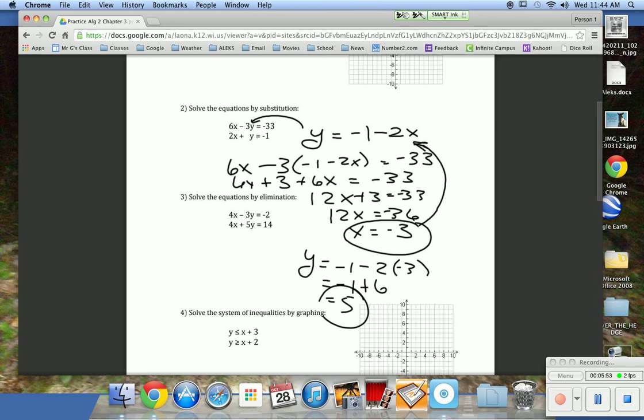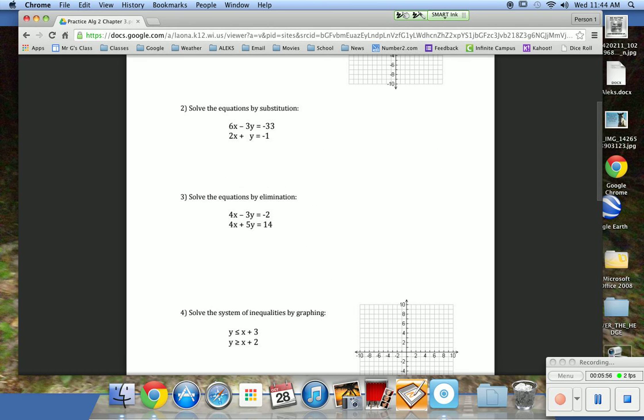All right. Let's take a look at the next one. Through elimination, now we're going to add or subtract the two equations to try and eliminate one of the variables, right? And this is kind of easy because we have 4's for x's. So we can subtract these and eliminate the 4's, right? So 4x minus 4x is 0. -3y minus a positive 5y is a -8y. -2 minus 14 is -16. Divide both sides by -8.